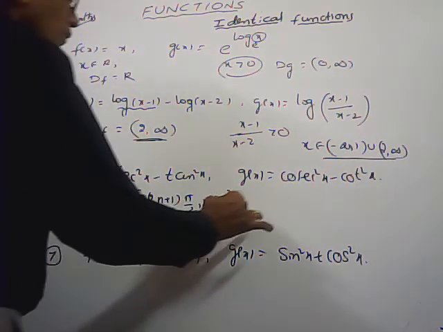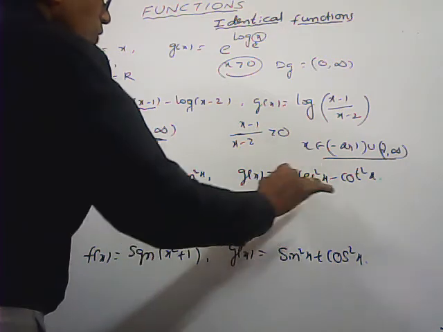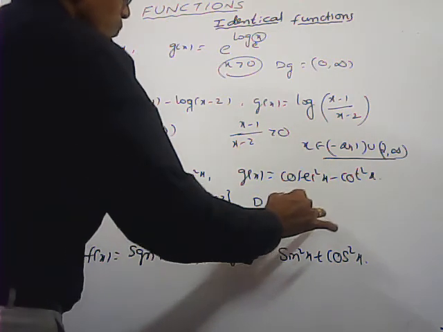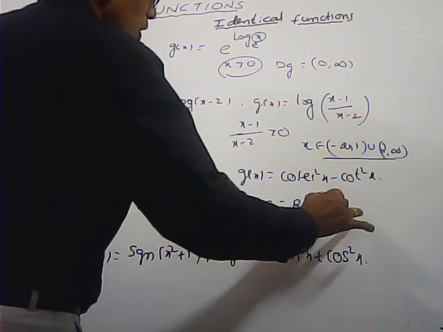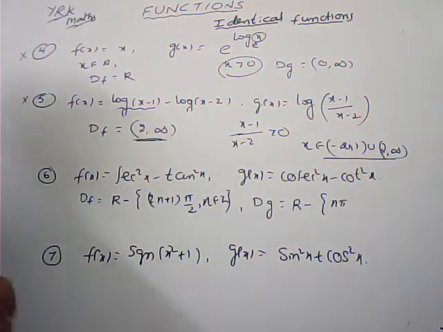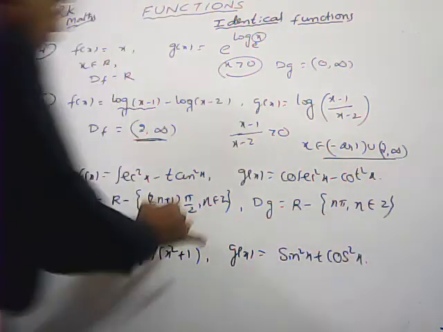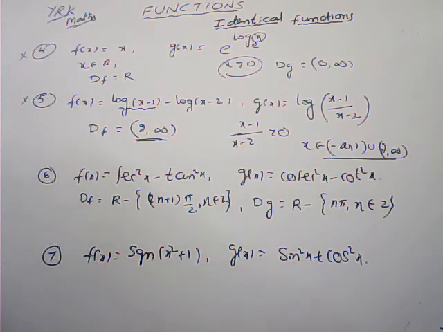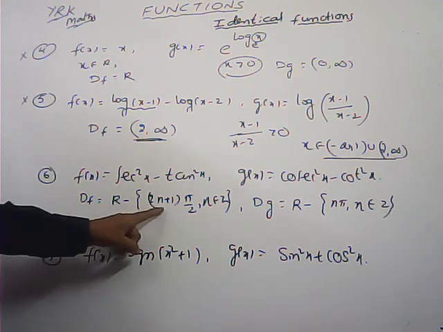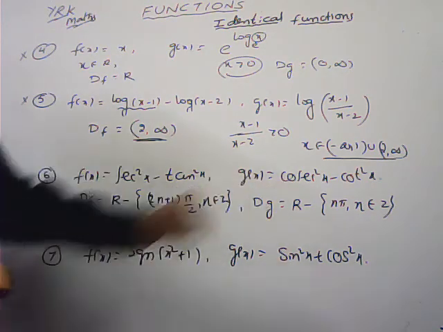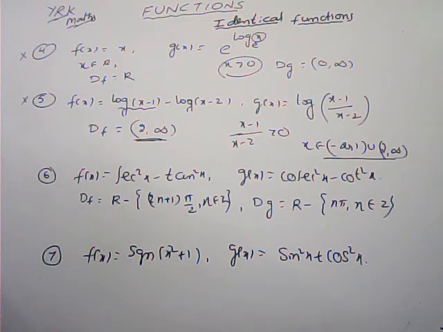And what is the domain of g? Either cosecant or cot doesn't exist for all the integral multiples of pi, n pi, n belongs to Z. Now here you can observe both the domains: R minus (2n+1) times pi by 2, and R minus the integral multiples of pi. So both the functions are not dependent on the same domain, so both are not identical.